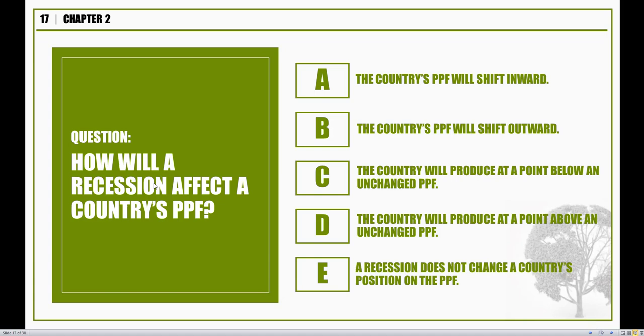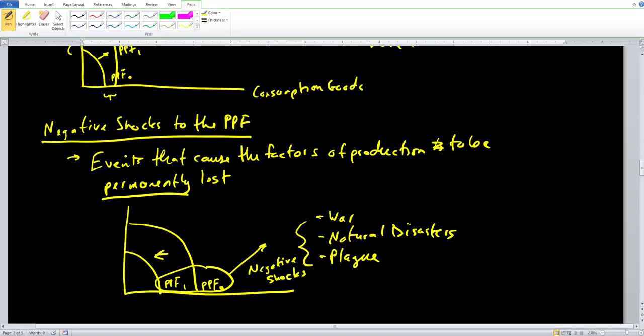Remember that the PPF tells us that we are being production efficient. There is no slack within the economy. So the best answer for this particular question is that the country is going to be producing at a point below an unchanged PPF. So what exactly does that look like for us? We can draw this out for you.